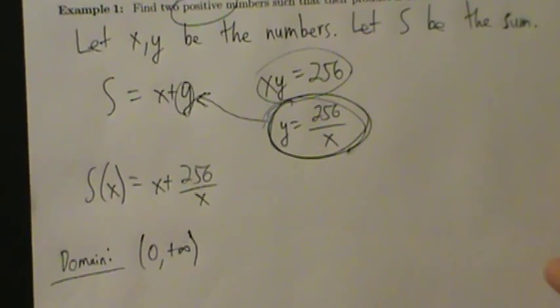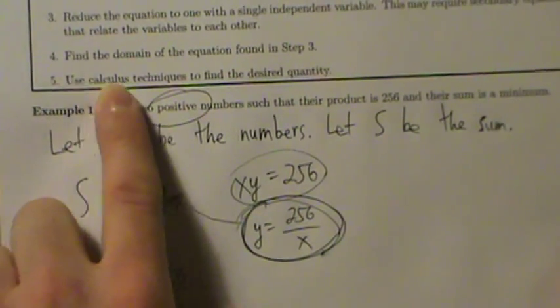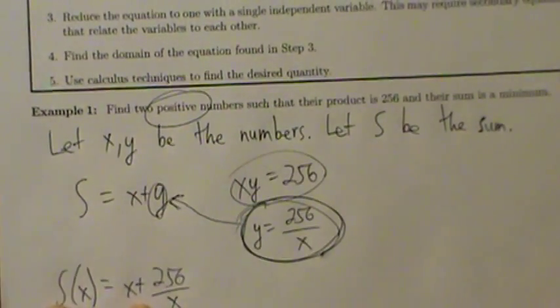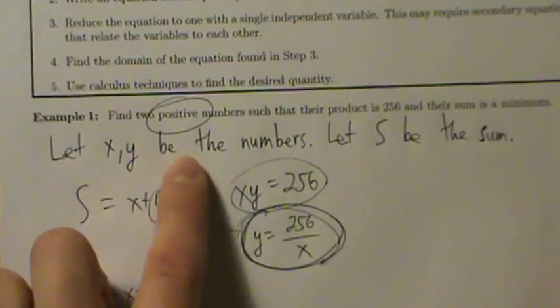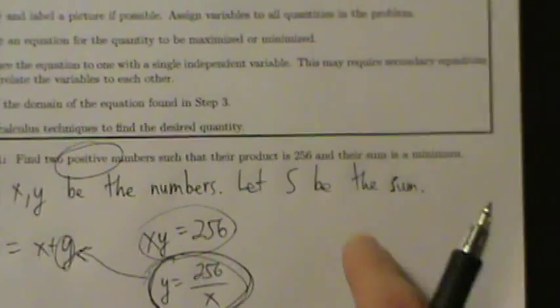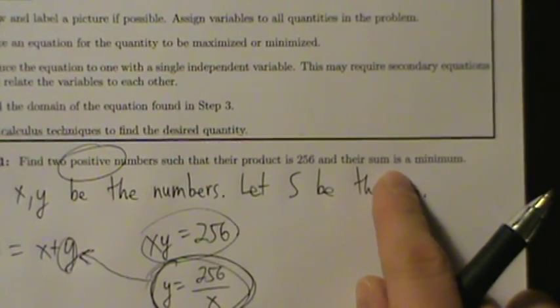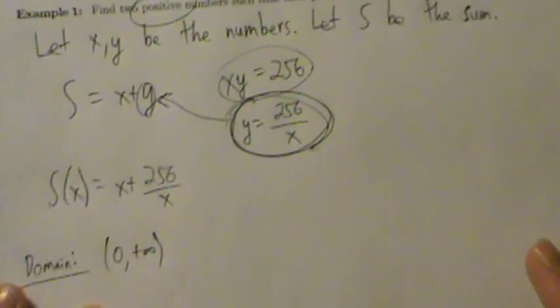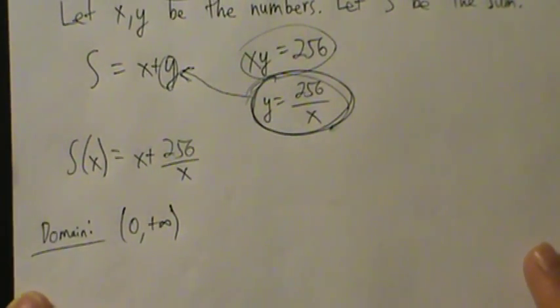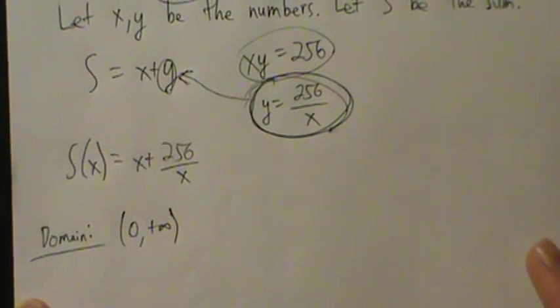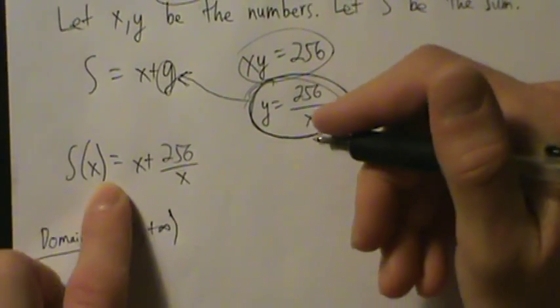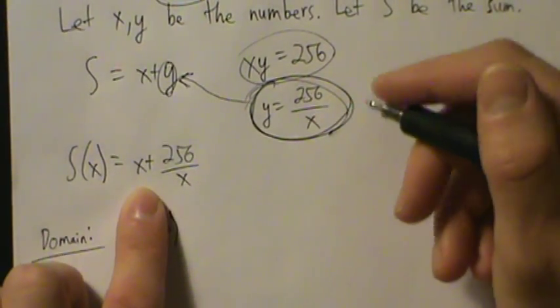So anyway, step 5 now, use calculus techniques to find the desired quantity. In this case, the desired quantity is the two numbers. And again, we don't care what the minimum sum is. We just care that we get these numbers that minimize the sum. So now, calculus techniques. Let's do the second derivative test. So here s of x equals x plus 256 over x.